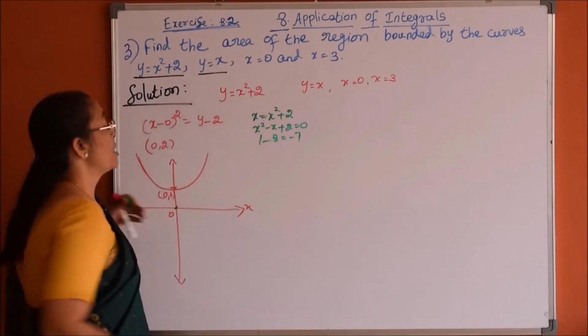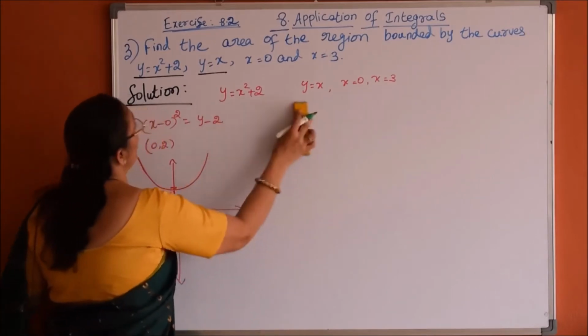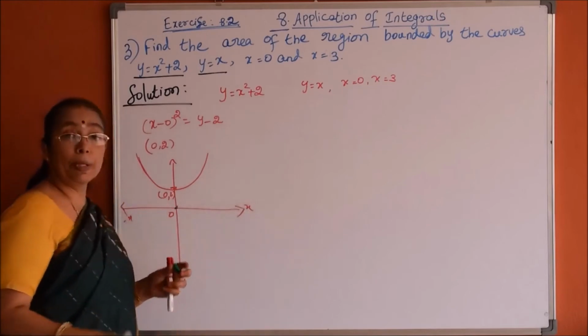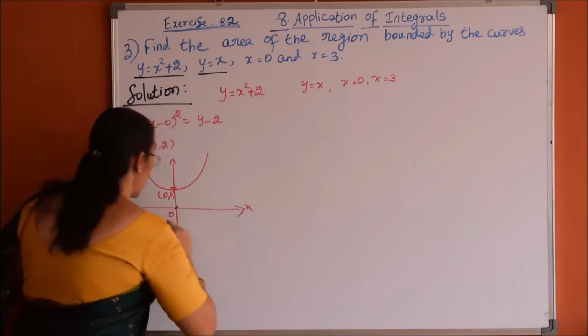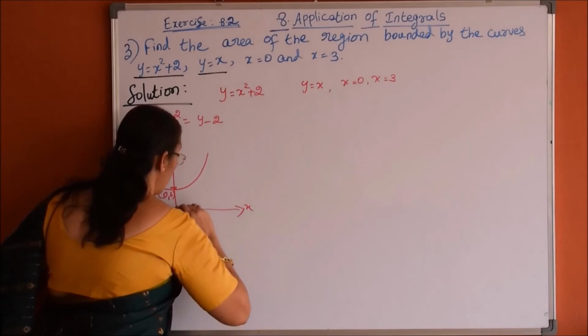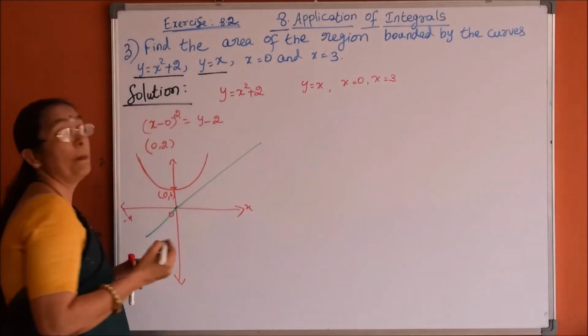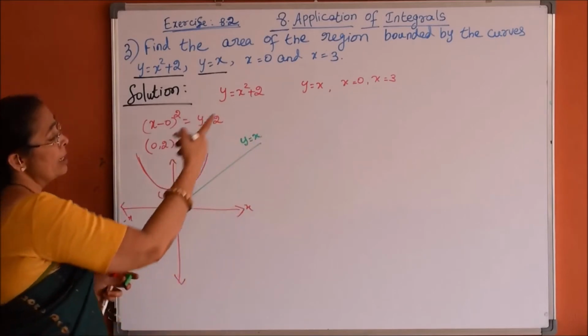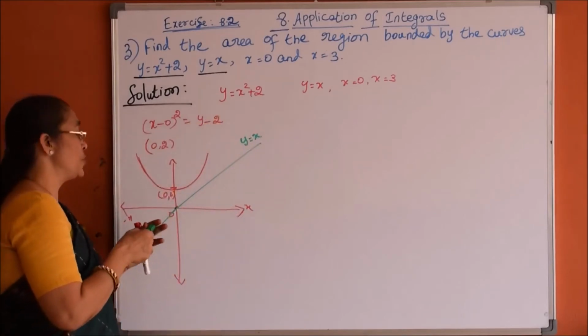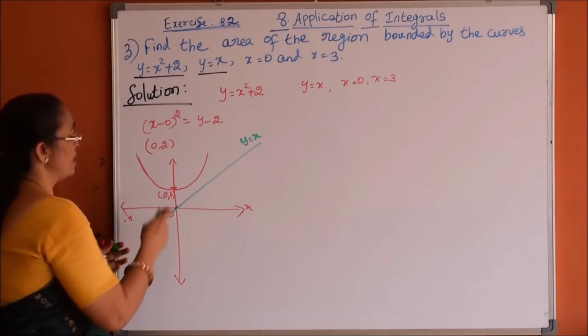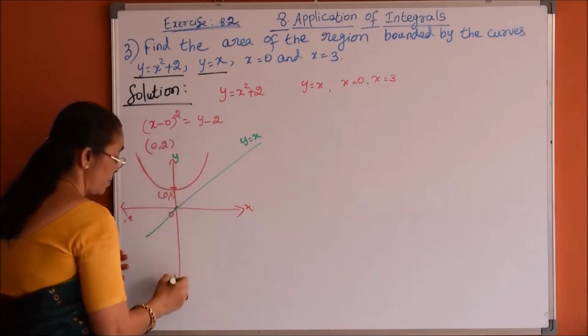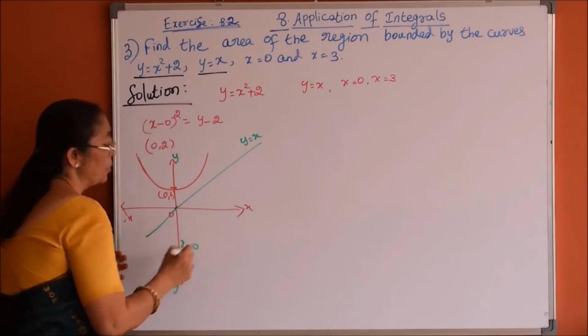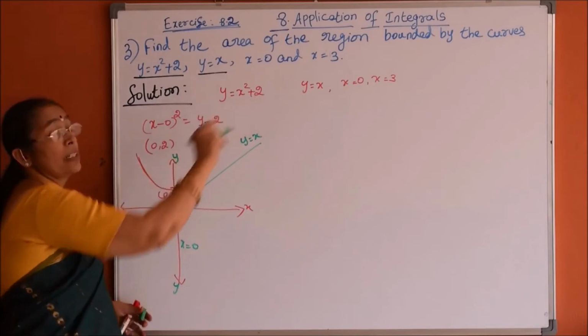So there is no intersection point for the curves y is equal to x square plus 2 and y is equal to x. Therefore, the y is equal to x line will not intersect the parabola. So this is y is equal to x. Now coming to the next two lines, x is equal to 0. X is equal to 0 is nothing but the y axis. This is the line x is equal to 0. Now another line, x is equal to 3.